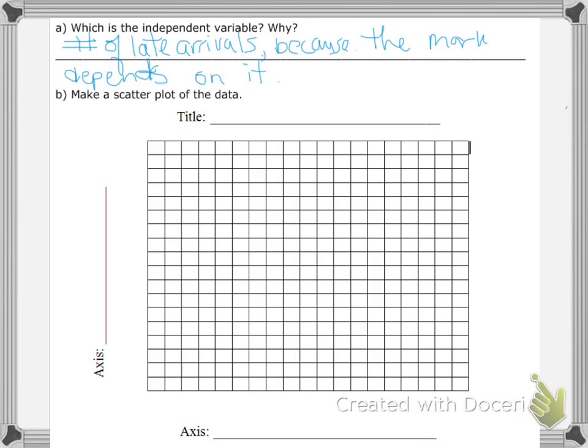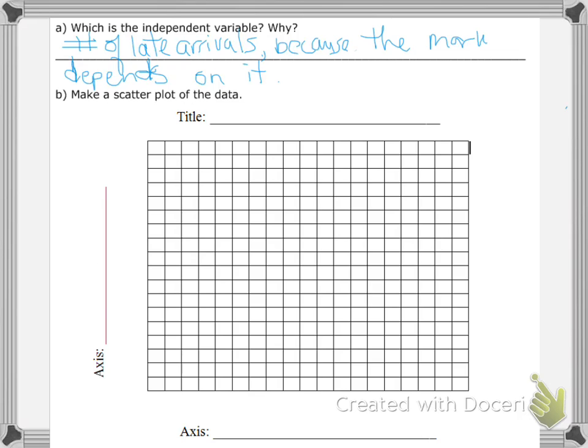So below you should fill in that it's the number of late arrivals. And if you ask why, not only does it come first in the table, but because the mark depends on the number of late arrivals. Mark depends on it. Or that's what the study is trying to prove. That's what we're trying to find out by looking at the graph.